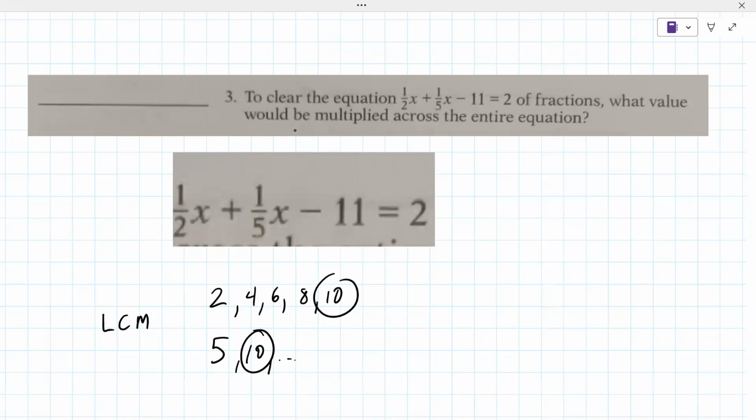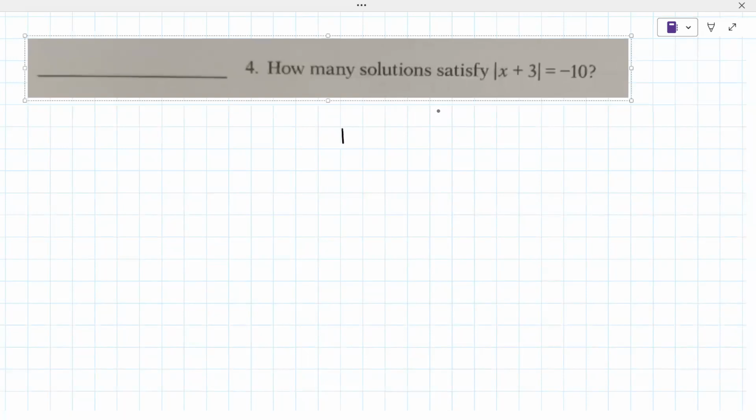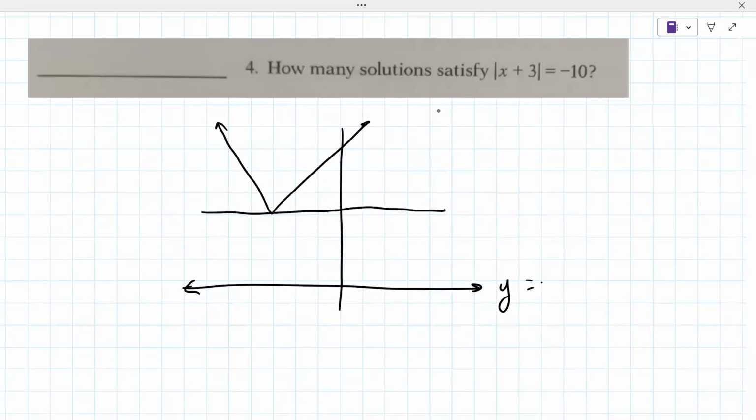Interesting. To clear the equation. Grab something. Here we go. All right, so let me graph this so you can see what you've got here. Okay, let me know when you're ready to go.